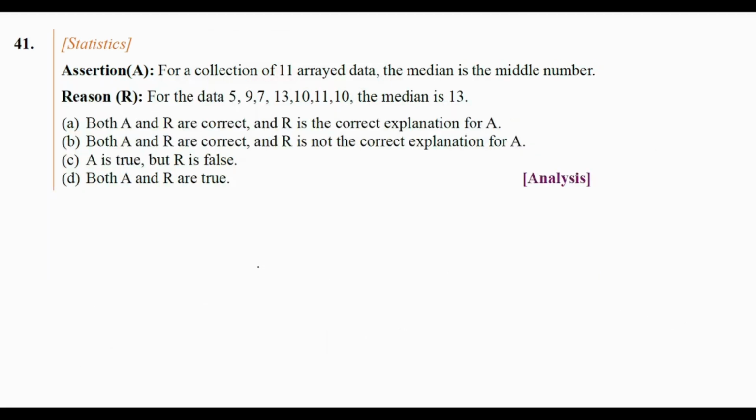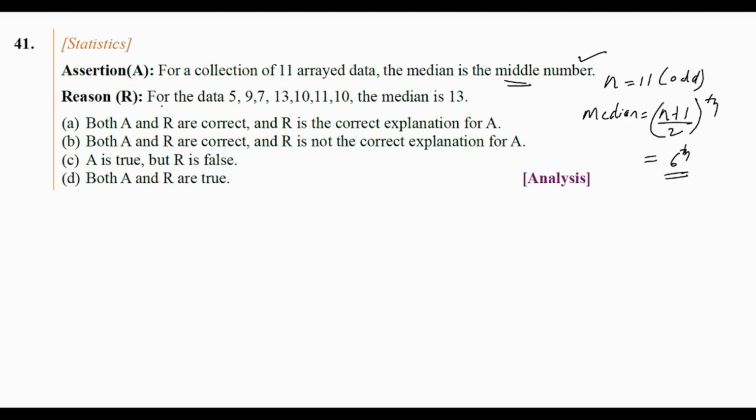Yeah, let's move to the next question now. Question number 41. For a collection of 11 arrayed data, the median is a middle number. Yes, obviously here n is equal to 11, right? You learnt in the concept of median that if n is odd, this is for the ungrouped data, median is equal to (n plus 1) by 2 score, that is nothing but the median is the 6th score over here. So median is the middle number. Yes, obviously assertion is true.